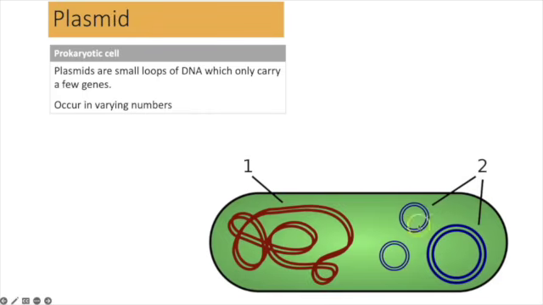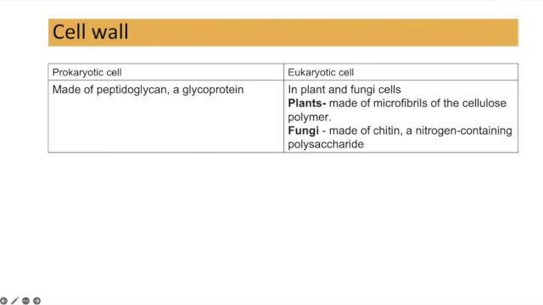Plasmids are additional loops of DNA that some bacteria have. They don't all have them, and they only have a few genes on them, and it's where you'd find the genes for antibiotic resistance. And bacteria either don't have them at all, or they might have them, but they have them in varying numbers. The cell wall of a prokaryotic cell is made up of peptidoglycan, which is a glycoprotein.